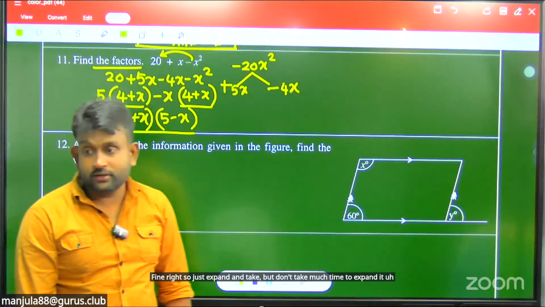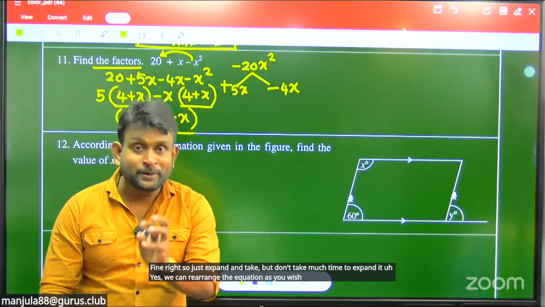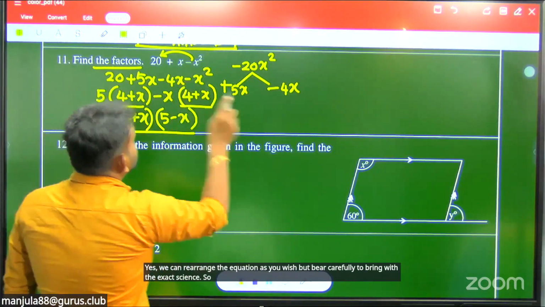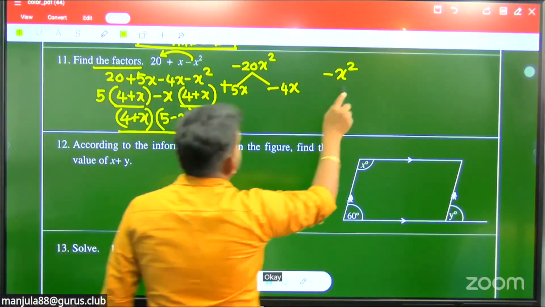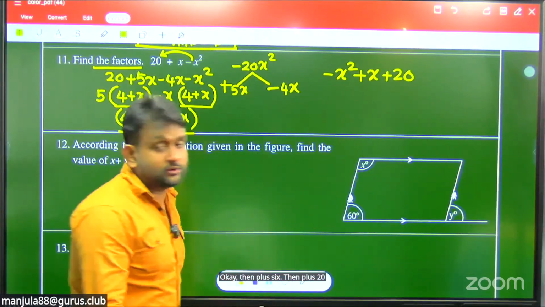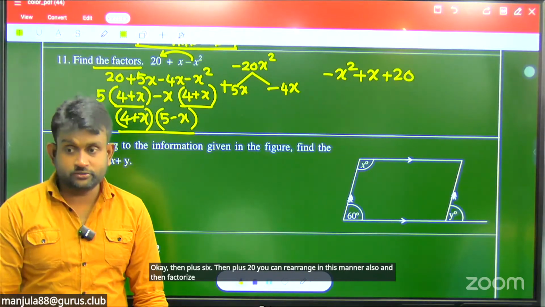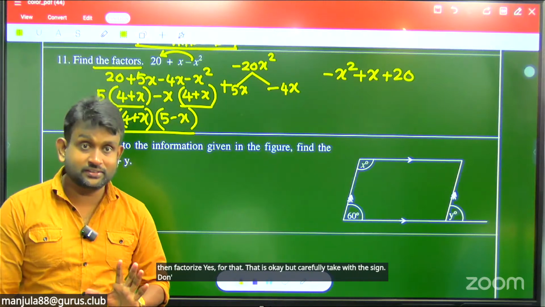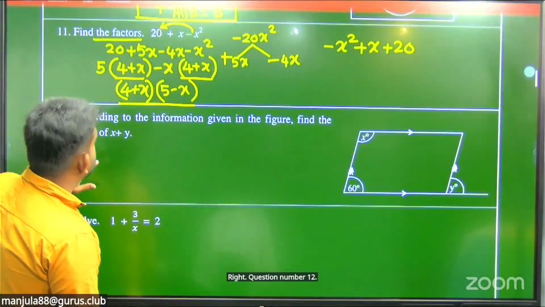Yes, we can rearrange the equation as you wish, but be careful to bring the exact signs. So you can rearrange it with negative x squared in front, then plus x, then plus 20. You can rearrange in this manner also and then factorize. Yes, that is okay, but carefully take the sign. Don't forget to take the signs. Right. Question number 12.